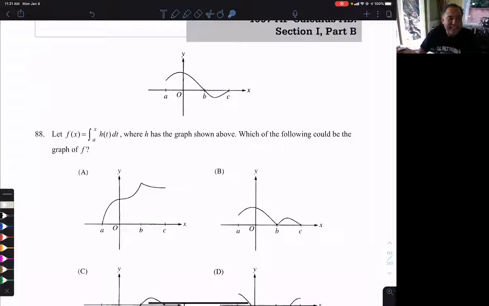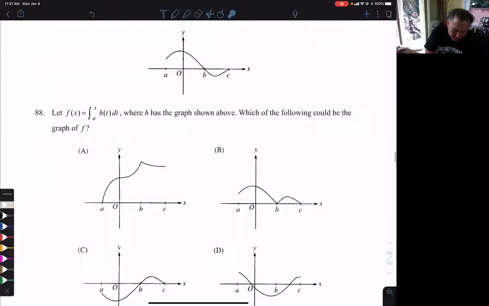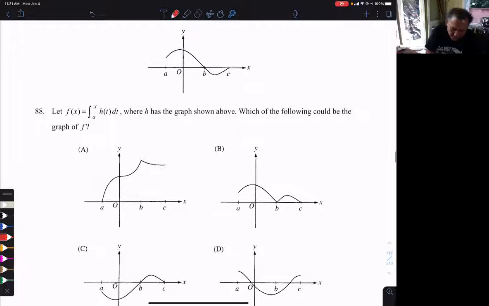This is 1997, number 88. So how do you do this? There's an easier way and a harder way, and I'll probably show you both.